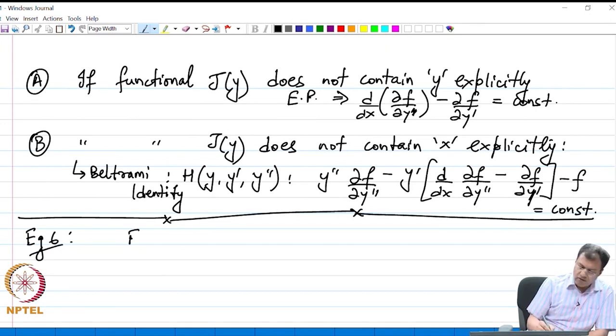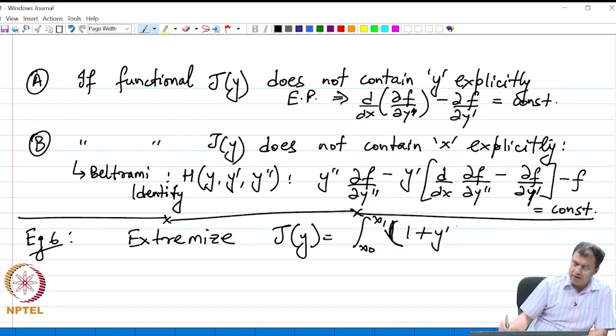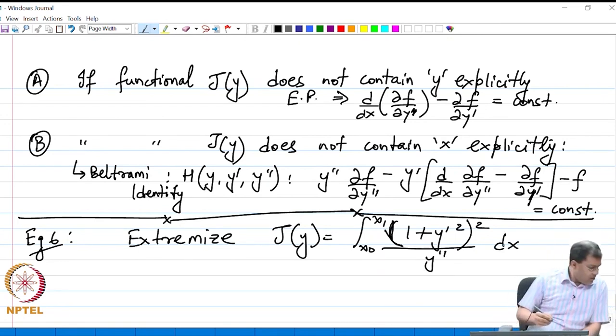Let us extremize this functional. So, I have J of y is equal to the integral from x0 to x1 of (1 plus y prime square) whole square divided by y double prime dx, right. So, we see that we do not have an explicit dependence on y in this particular integrand. So, this particular integrand falls under the case scenario A, right.